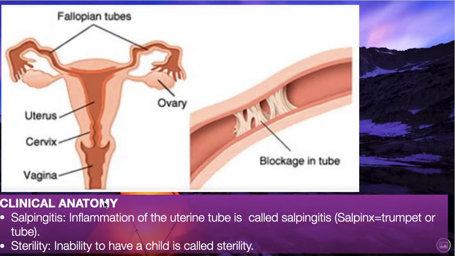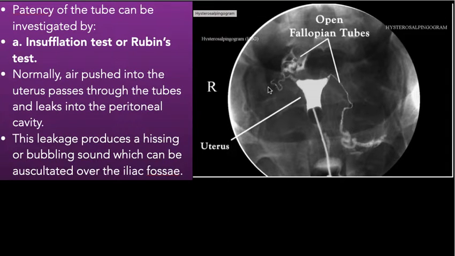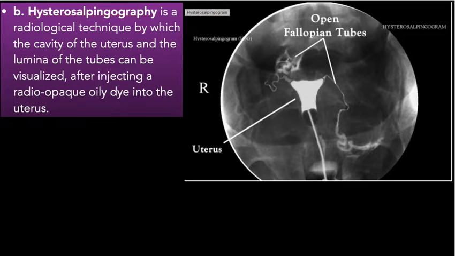Now, inflammation of the uterine tube is called salpingitis, and sterility is inability to have a child. The most common cause of sterility in a female is a tubal blockage, which may be congenital or caused by any infection. Now, the patency of the tubes can be investigated by an inflation test or the Rubin's test. Normally, air is pushed into the uterus, passes through the tubes, and leaks into the peritoneal cavity. This leakage produces a hissing or bubbling sound which can be auscultated over the iliac fossa.